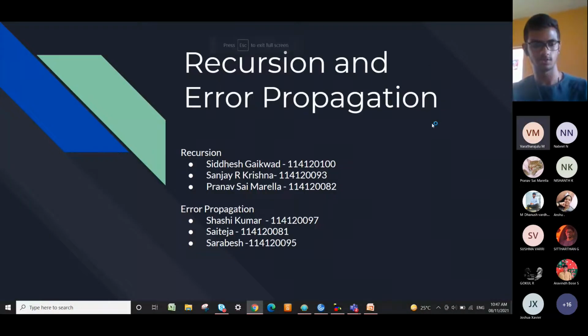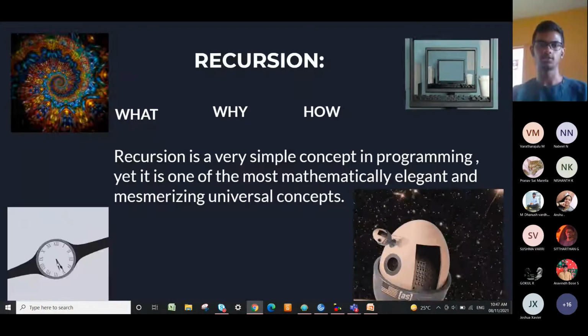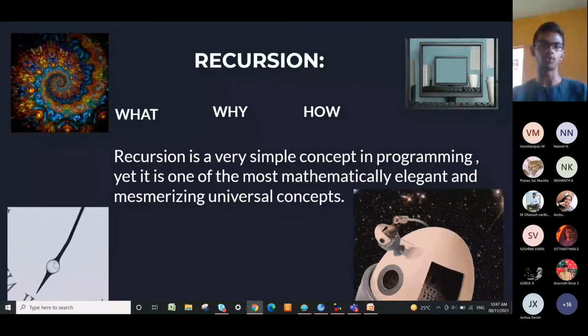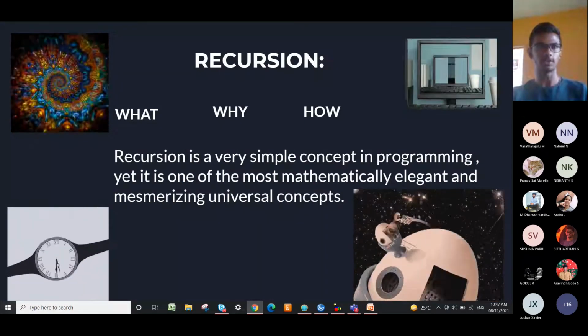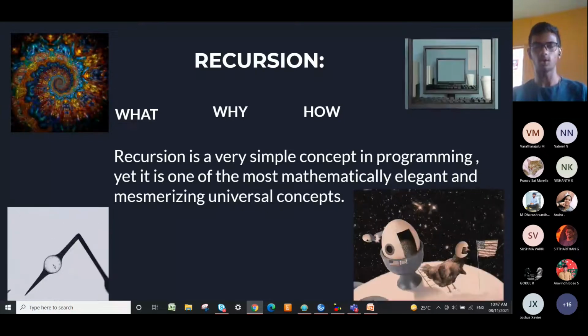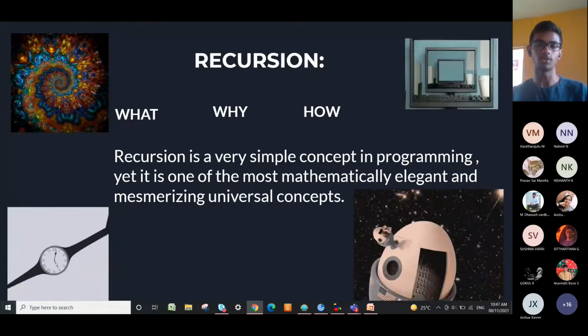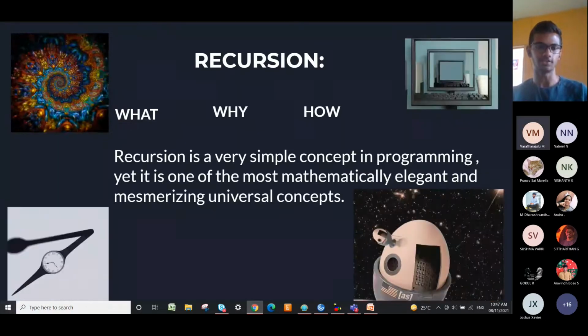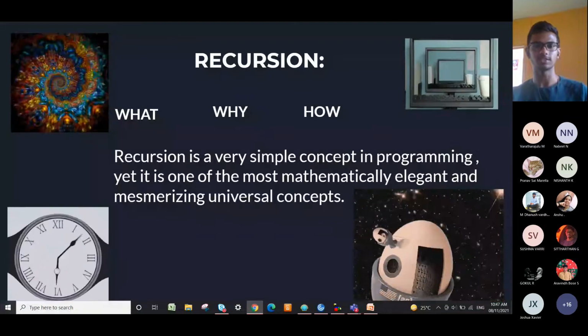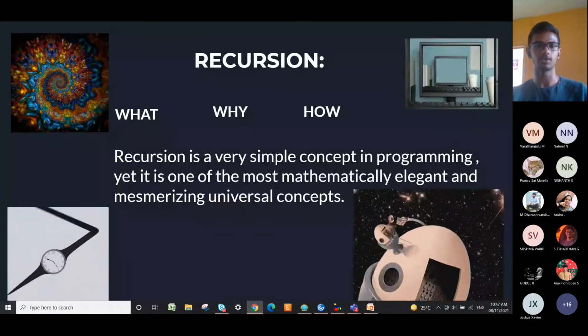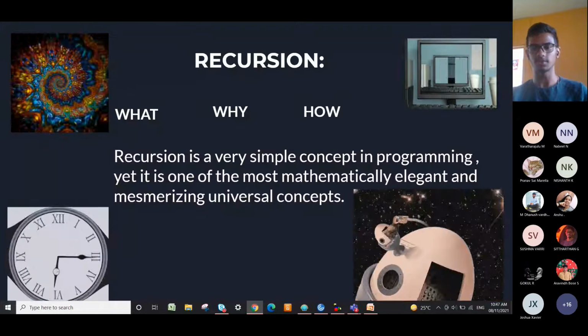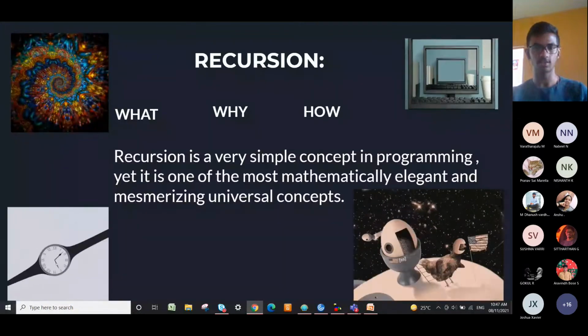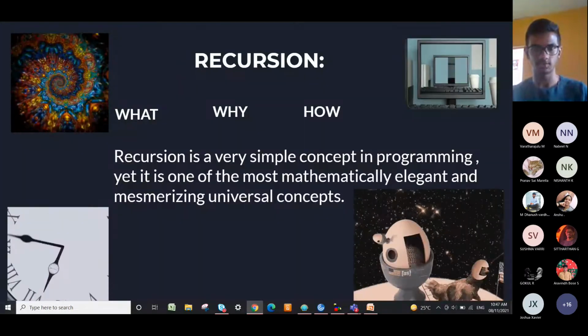Hello everyone. I'll be covering recursion. We'll be covering what recursion is, why we study recursion, and how we encounter recursion in our day-to-day life. Recursion is a very simple concept in programming, yet it is one of the most mathematically elegant and mesmerizing universal concepts.